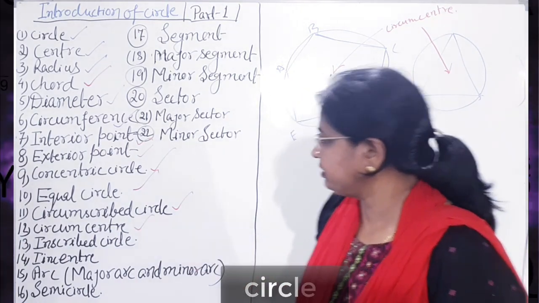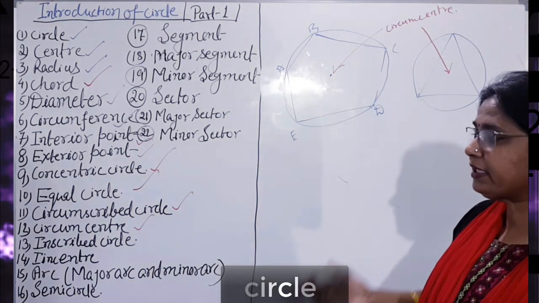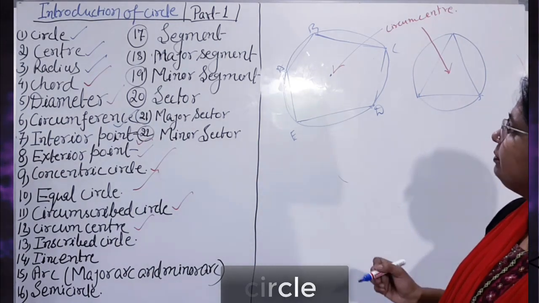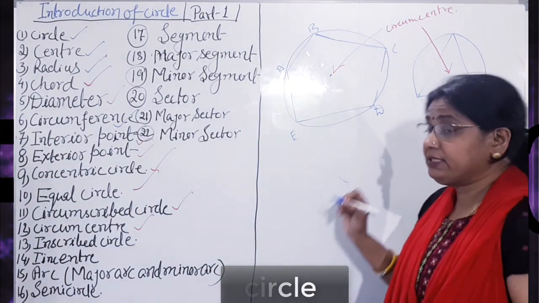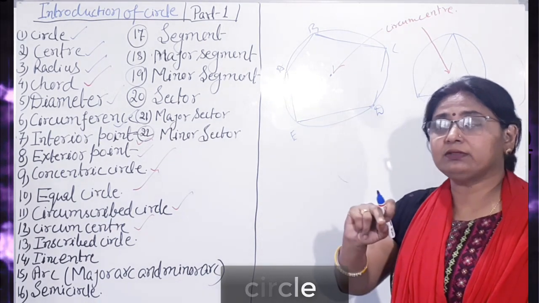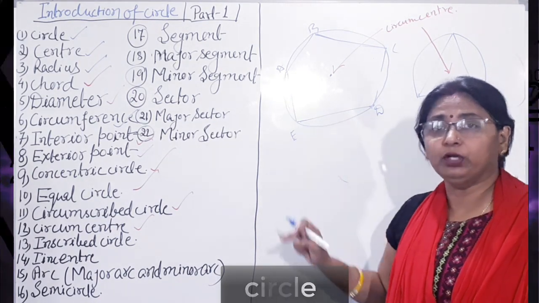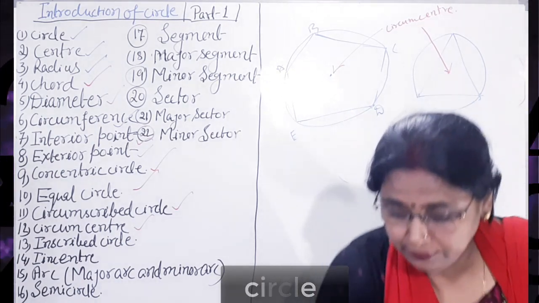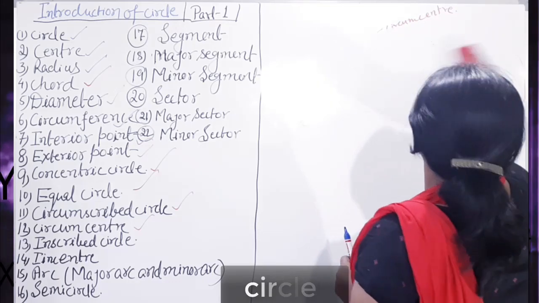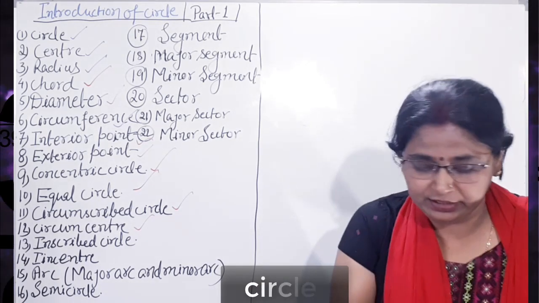Circumcircle, circumcenter over. Now inscribed circle. That means a circle passing through all the sides of a polygon. Suppose I am taking one polygon, means quadrilateral.